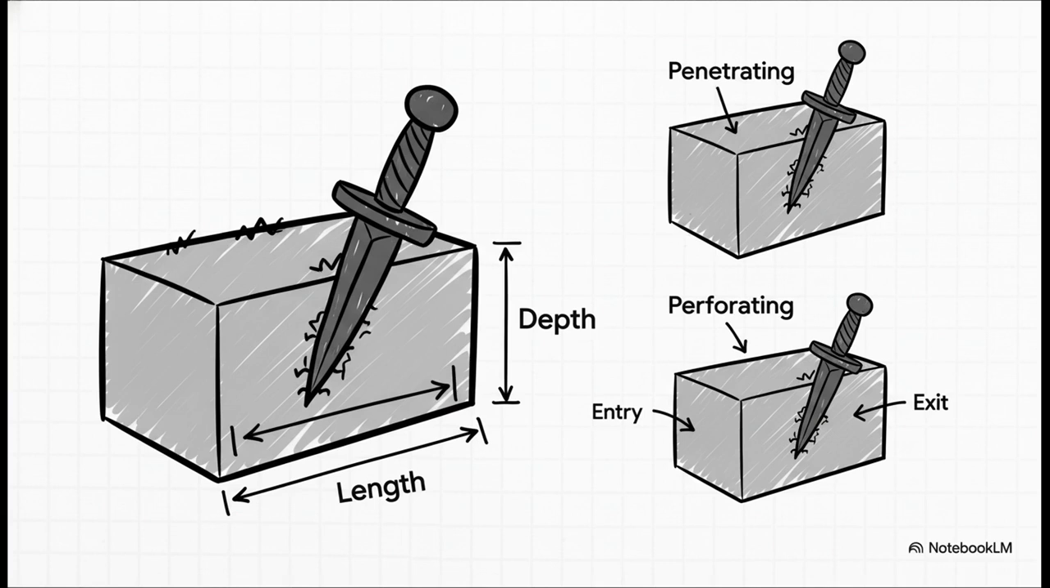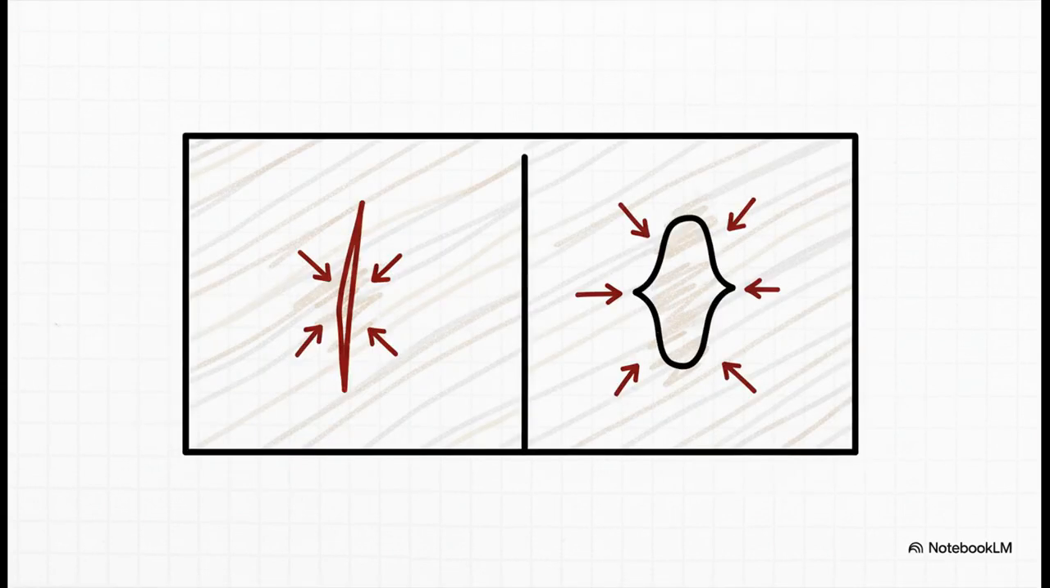We also classify these wounds as either penetrating, which means there's only an entry wound, or perforating, which means there's both an entry and an exit wound. Here's something that is a total favorite in oral exams, or Vivas. Langer's lines. These are basically the natural tension lines in our skin made by the collagen fibers underneath.